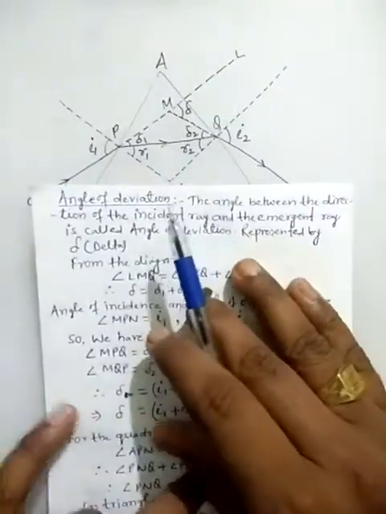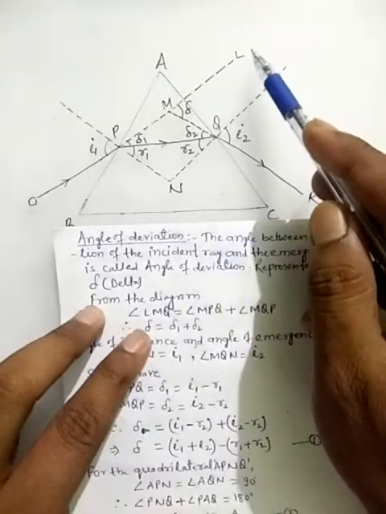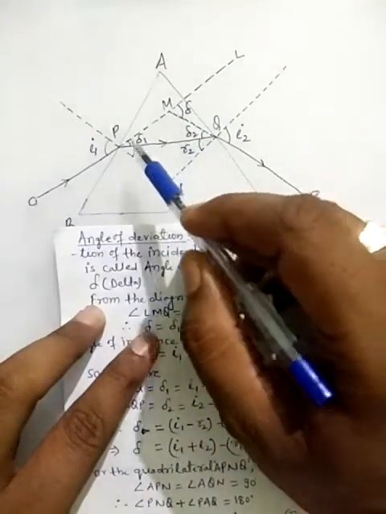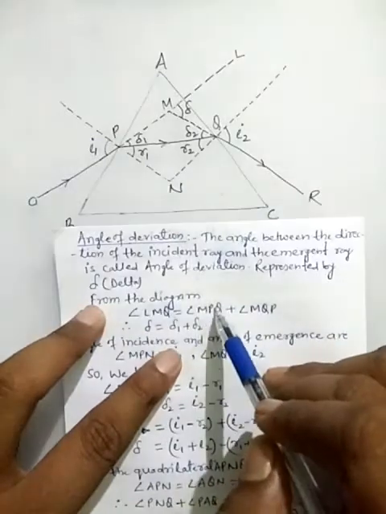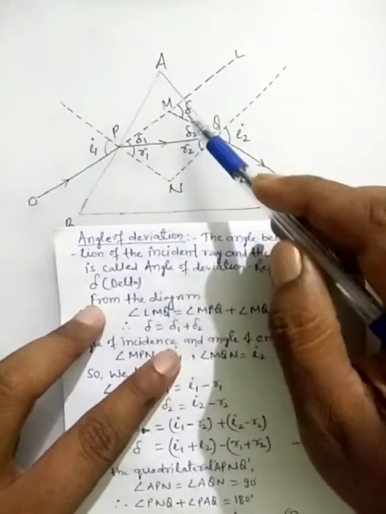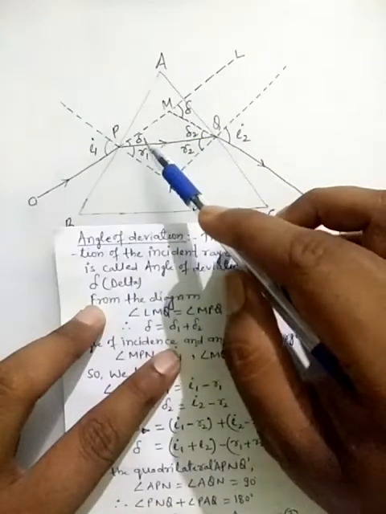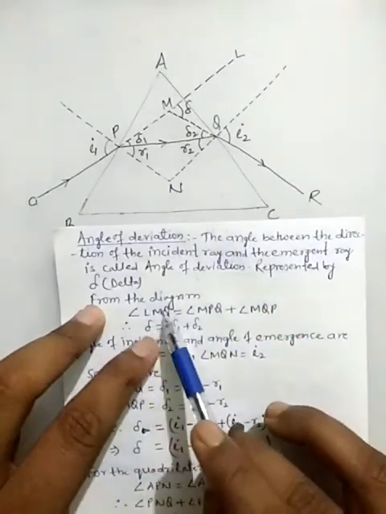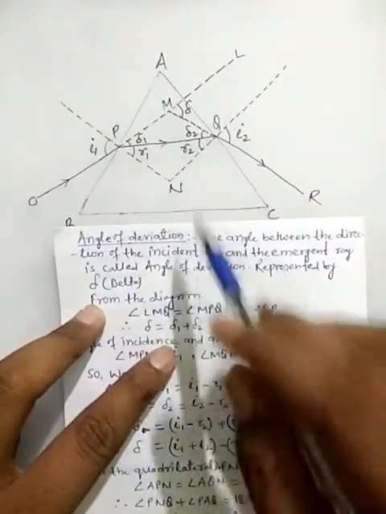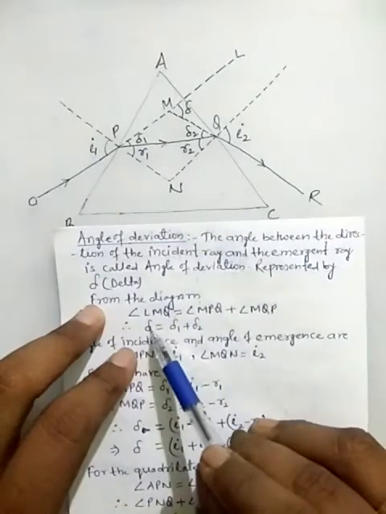From the diagram, angle LMQ, that is delta, will be equal to angle MPQ plus angle MQP, because delta is the exterior angle of this triangle. So delta will be equal to delta 1 plus delta 2. Angle LMQ, that is delta, equals angle MPQ, that is delta 1, plus angle MQP, that is delta 2. Then delta equals delta 1 plus delta 2.